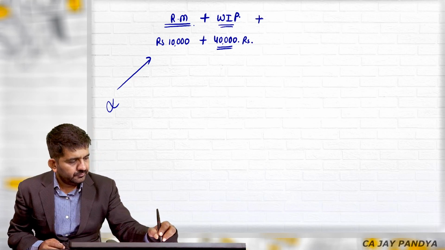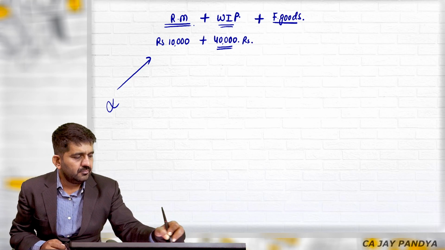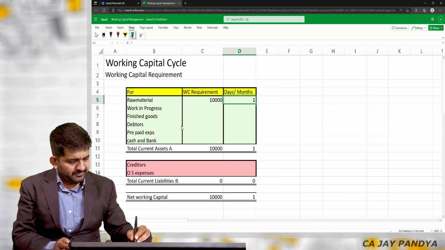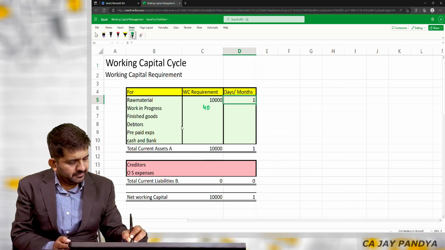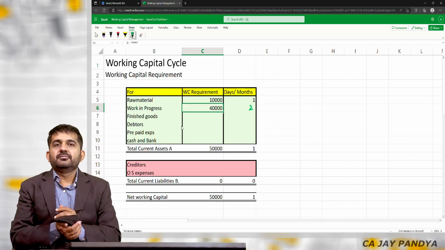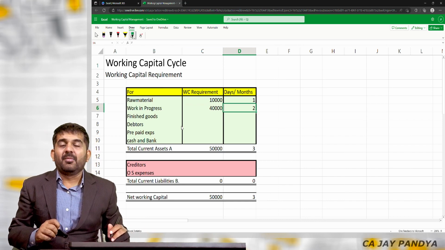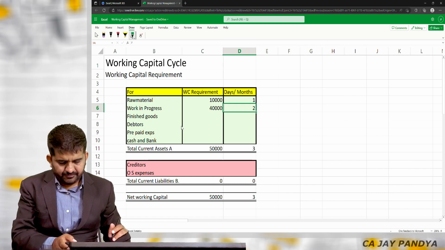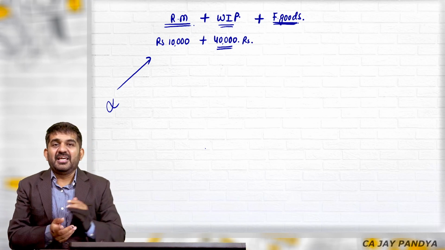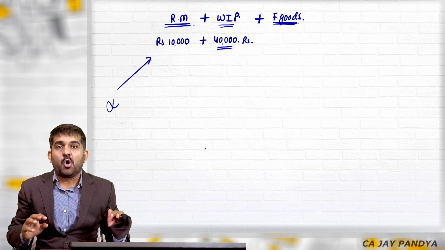Again, what is manufactured? My finished goods. Now that 2 months period is over. What is my WIP requirement? 40,000 rupees. How many months will my WIP work? 2 months. Please understand. Now my goods are manufactured, and will they be immediately sold? The answer is no. It will remain in stock for some period.